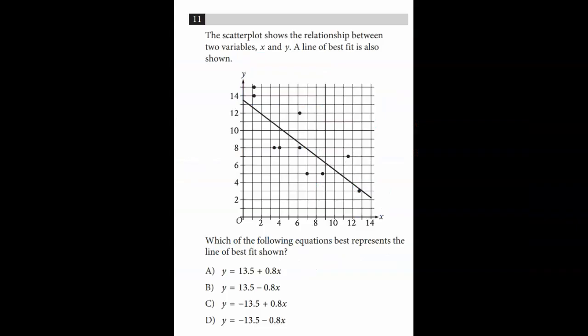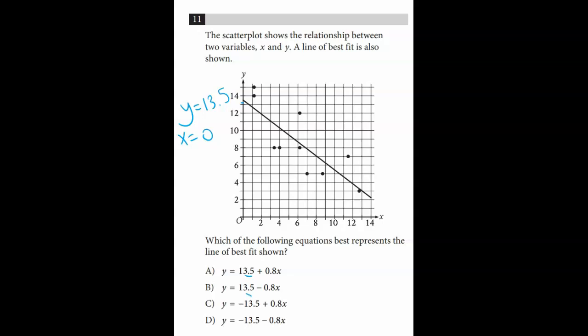All right, number 11. The scatter plot shows the relationship between two variables x and y. A line of best fit is also shown. Which of the following equations best represents the line of best fit shown? All right, well, let's look. We know the y-intercept. So y equals what when x equals 0? We can tell that when x equals 0, y is going to equal 13 point, let's say 5, because looking at these answers, clearly they mean 5.